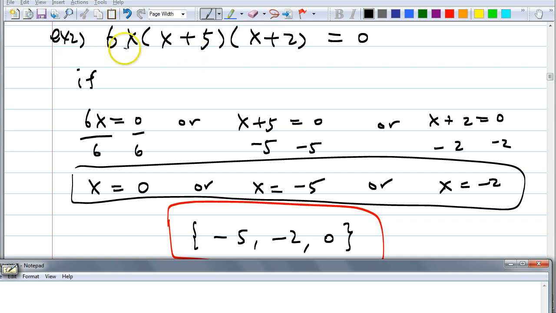So we're not saying all three factors are going to be 0. One of them will be 0. When x equals 0, 6x will be 0. When x equals negative 5, x plus 5 will be 0, whereas the other one will be some number. When x equals negative 2, this factor will be 0. So 0 times some number is going to be 0. That's what we're saying, right?